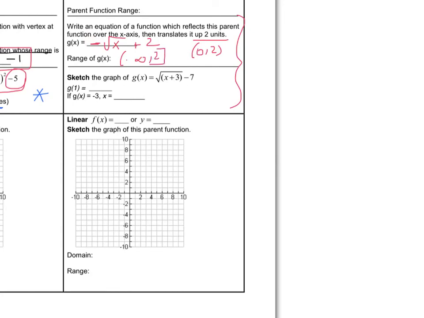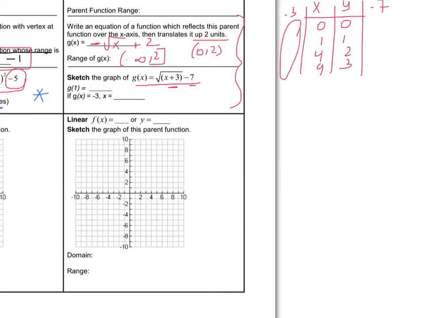Now, to sketch this, also it's the same concept. You start with the parent function. So it's going to be 0, 0, 1, 1, 4, 2, and 9, 3. Here you have to subtract a 3 from the x. And then you have to subtract 7 from the y. And then these two will be your new x and y, and this will help you sketch it.